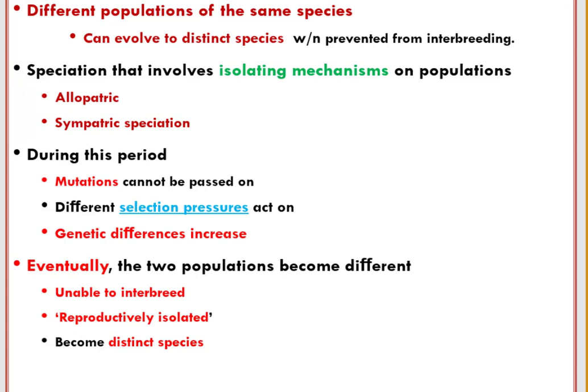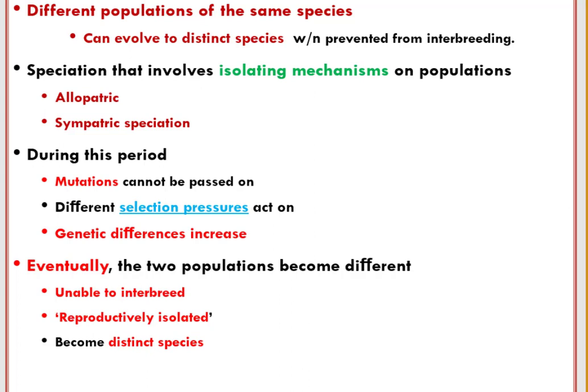Different populations of the same species are unlikely to evolve into distinct species if they are able to interbreed, but they can only evolve into distinct species when they are somehow prevented from interbreeding. Speciation that involves isolation mechanisms to prevent different populations from interbreeding for a period of time are allopatric and sympatric speciation. During this period, mutations that arise in one population cannot be passed to the other.